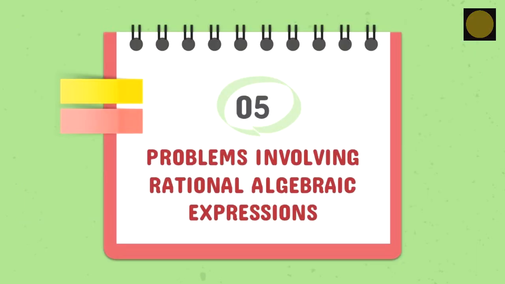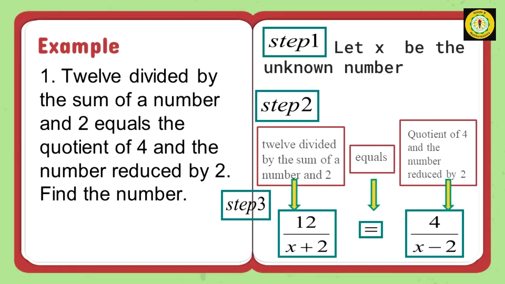Problems involving rational algebraic expressions. Example. 12 divided by the sum of a number and 2 equals the quotient of 4 and the number reduced by 2. Find the number. Step 1. Let x be the unknown number. Step 2. 12 divided by the sum of a number and 2 equals. Step 3. Quotient of 4 and the number reduced by 2.